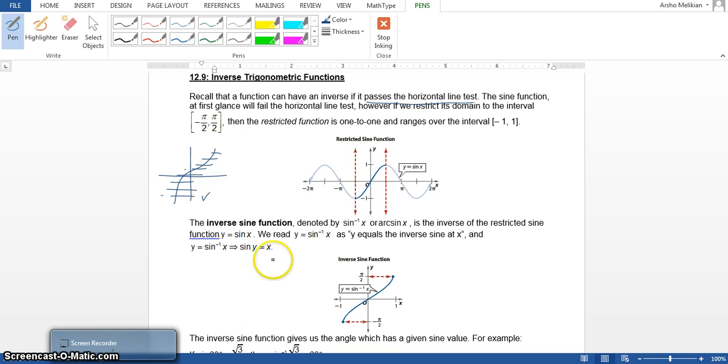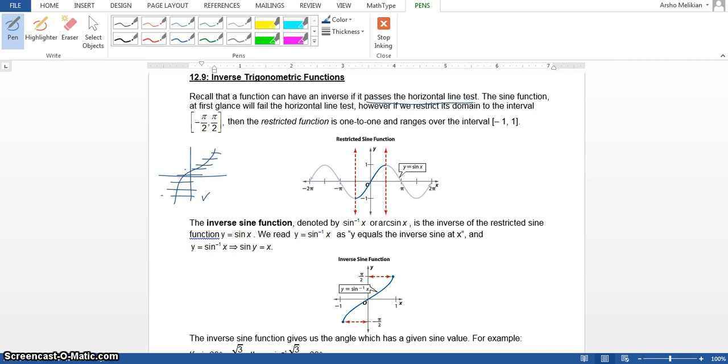Now, if you graph a sine curve, this is what it looks like, and you can clearly see there is no way this is going to pass any horizontal line test because it keeps going up and down. Any horizontal line is going to pass through the sine curve multiple times. So that sort of limits us.